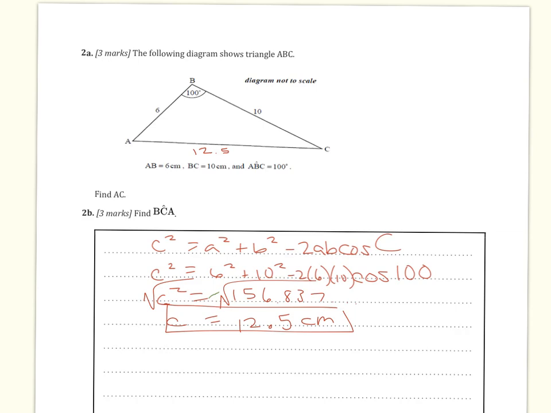So the next part asks us to find angle BCA. So that's this angle. And now when I ask myself, do we have a matching set? The answer is now yes, because we know this angle, 100, and the length of the side across from it. So now we can use sine rule in order to find this angle. So we have angle and side, and then we're going to solve for that last missing piece.